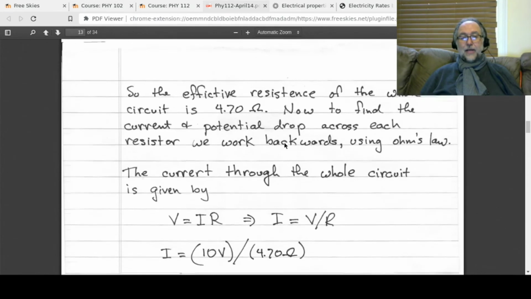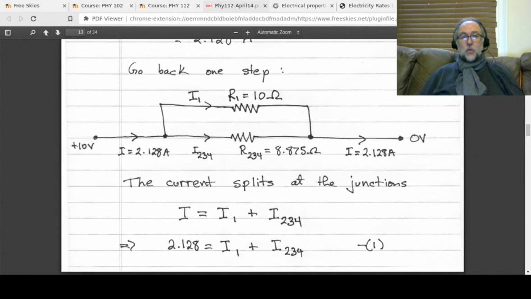All right, so what does that look like? That looks like this, and notice what I did is I also put in the currents there. So we have the total voltage drop is 10 volts. We have the total current, which we know is now 2.128 amps. Okay, that current's flowing in through here, and ta-da, it gets to that first junction. So what happens at a junction? The current splits. Okay, so what's this current splitting into? I called this one I1. I1 is the current through R1, and I234 is the current through R234.